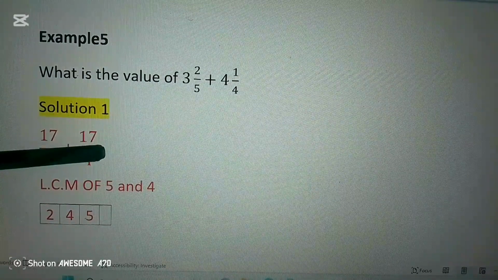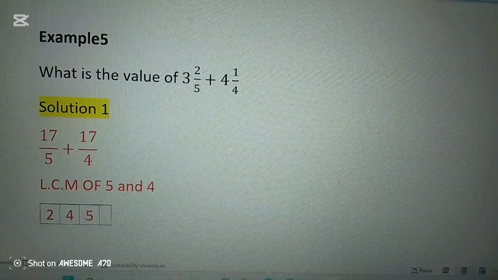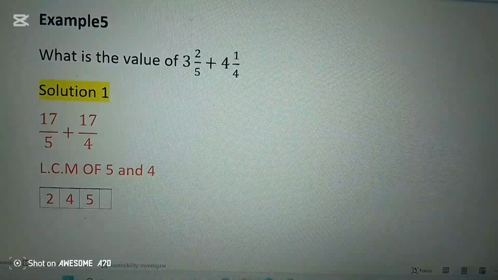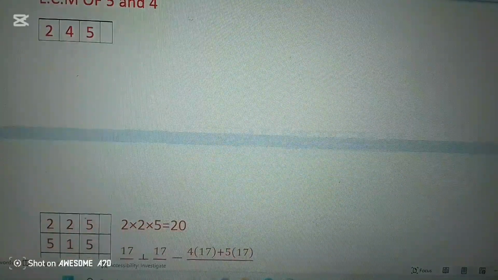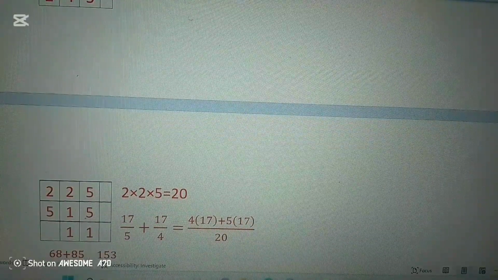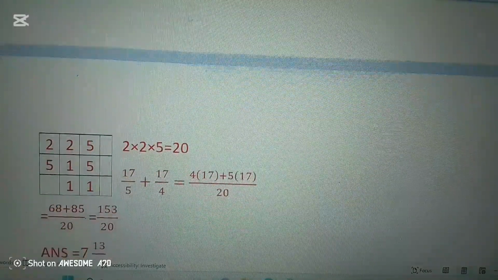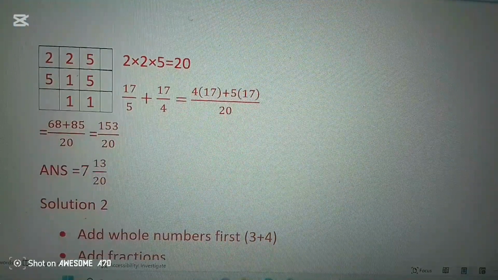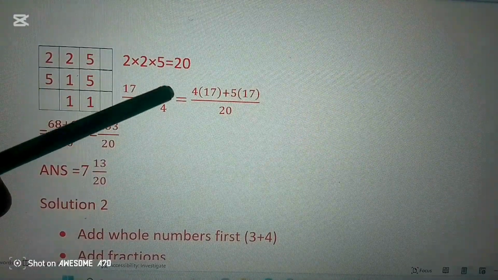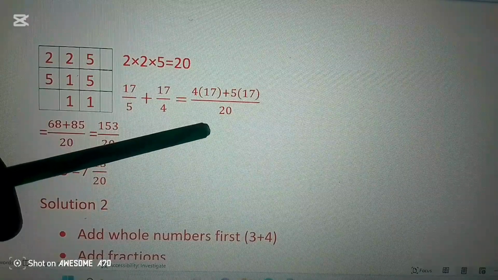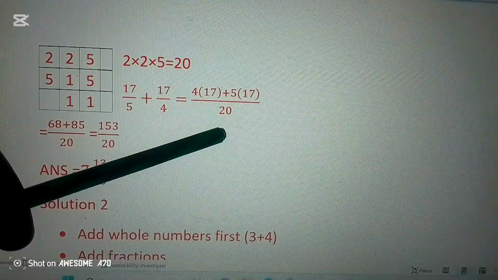Calculating this one, the first thing is to find the LCM of the denominators. Finding the LCM of the denominators is very simple. I did it and found the LCM of the denominators as 20. Let's calculate 17 over 5 plus 17 over 4, with our LCM as 20.